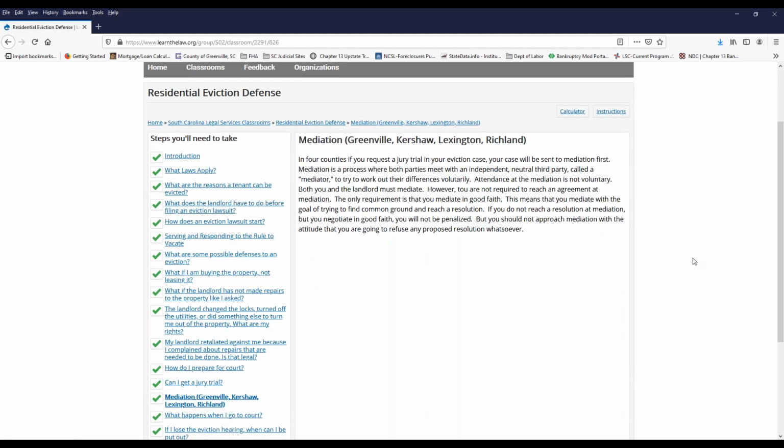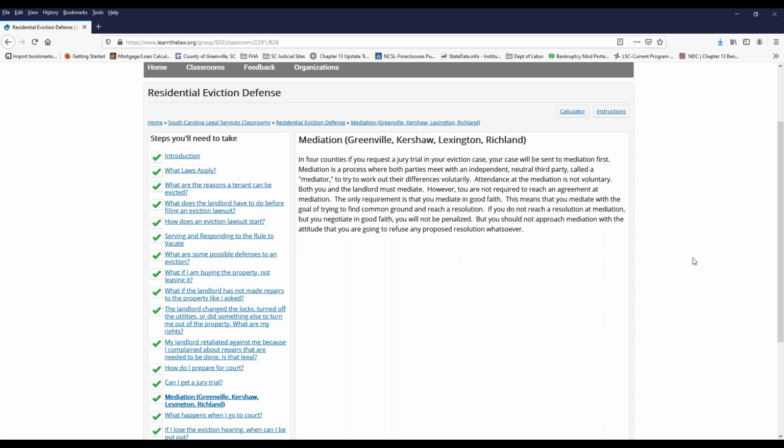Mediation, we put this in here. So in magistrate court, where a jury trial has been requested, mediation is mandatory in 4 counties in South Carolina. That's Greenville, Kershaw, Lexington, and Richland. So if you live in one of those counties, requesting a jury trial can trigger the mediation process. Mediation, for example, in Greenville County is held regularly at the North Greenville Summary Court. Right now, due to COVID, the mediations have been much less frequent, and they are being held virtually to the extent they are being held.